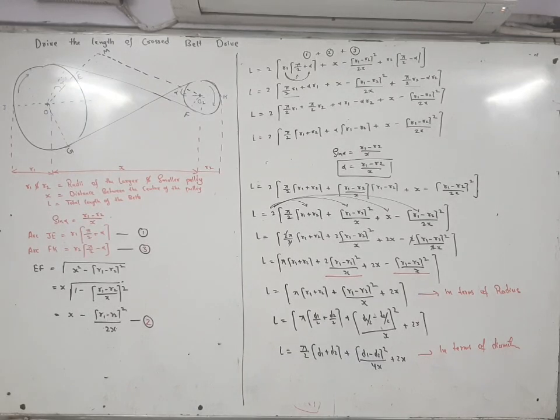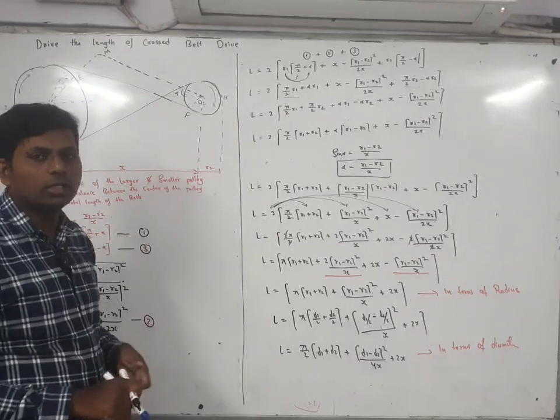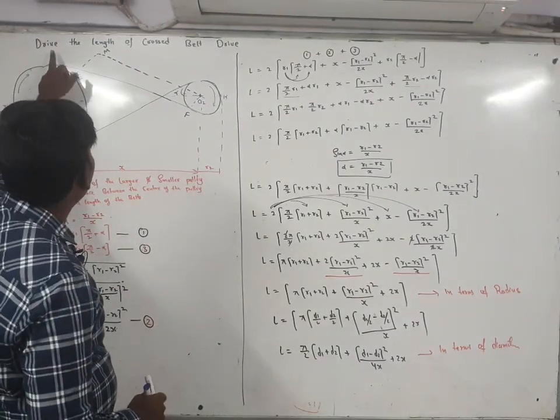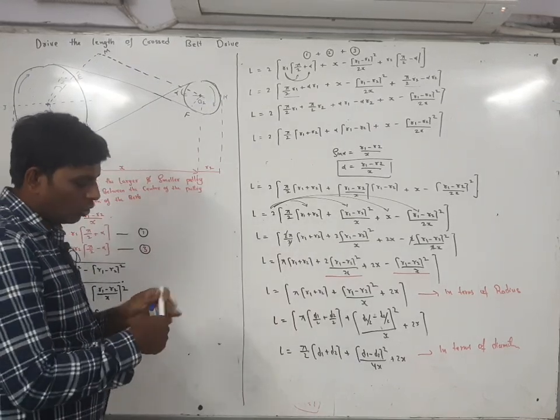Now, the same derivation is there, nothing I am changing here, only the diagram needs to change. Derive the length of a cross belt drive. Next one is the length of a cross belt drive.